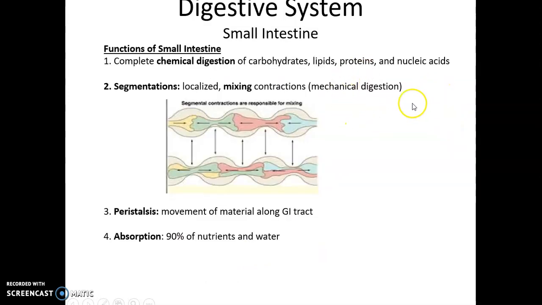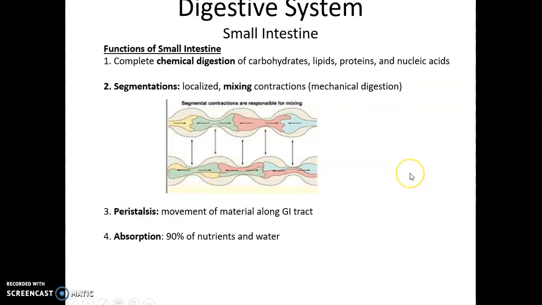So the functions of the small intestine include chemical digestion, with various enzymes breaking down carbohydrates, lipids, proteins, and nucleic acids, breaking them down so that they can then be absorbed. The small intestine also engages in what's called segmentation. Segmentation is muscular contractions that will move the chyme backwards and forwards between different segments of the small intestine. This allows for mixing of the chyme with the various intestinal juices and enzymes and so forth, and also allows for some mechanical digestion.